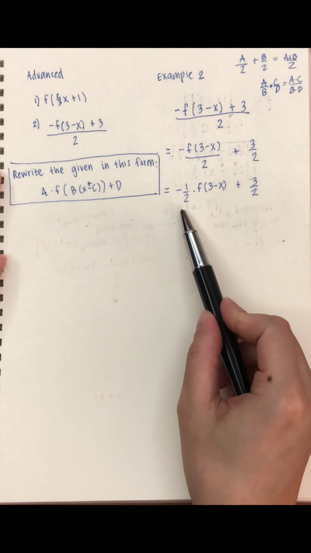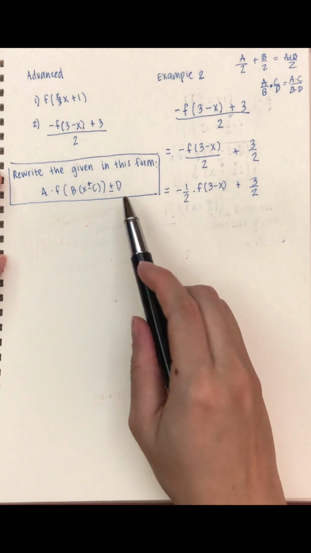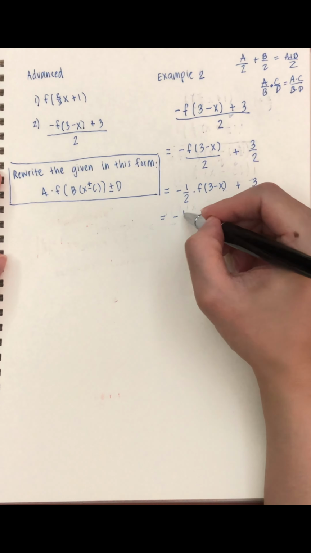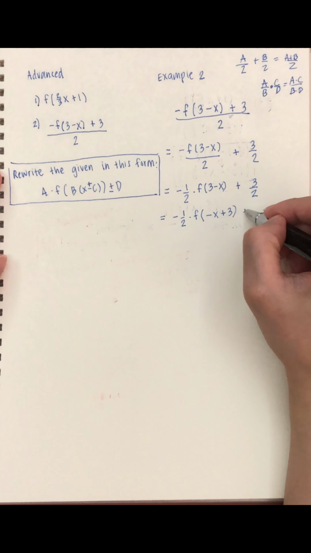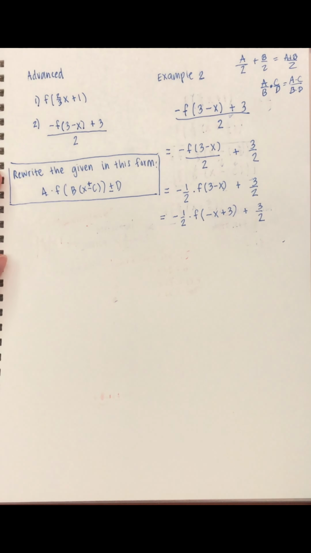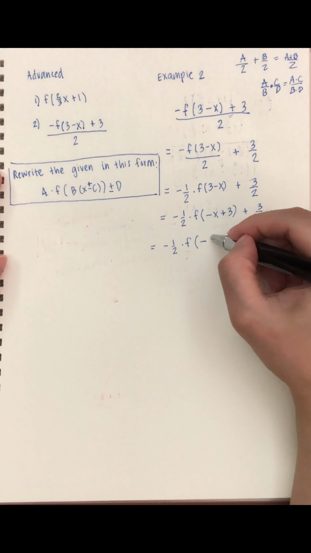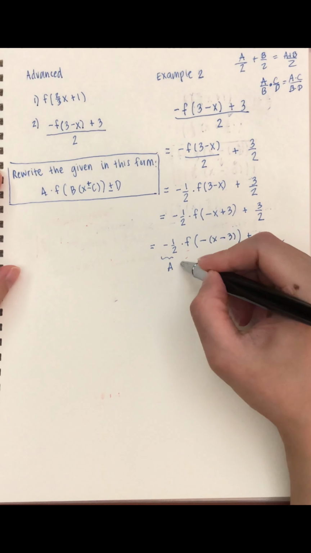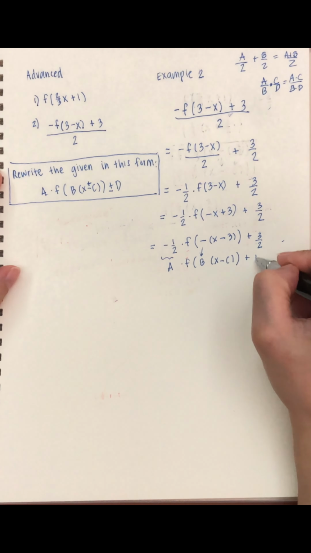We're getting closer. I don't know if you can tell, but our A is -1/2. The plus or minus D is already here. We just need to work on this one. 3 minus x is the same as -x plus 3. And finally, again, this has to just be x. This negative needs to be factored out. A times f of b, x minus c plus d.